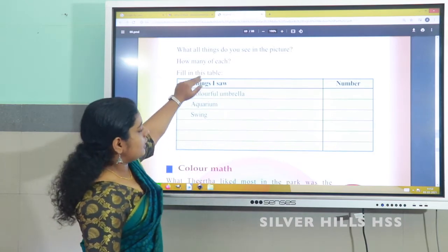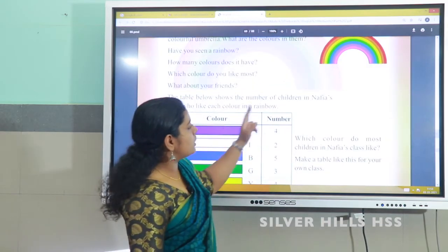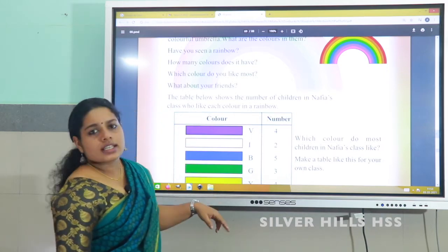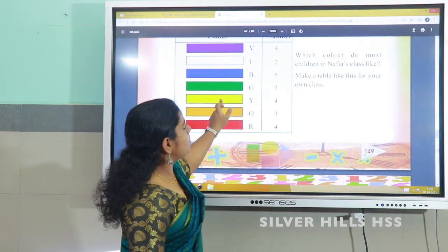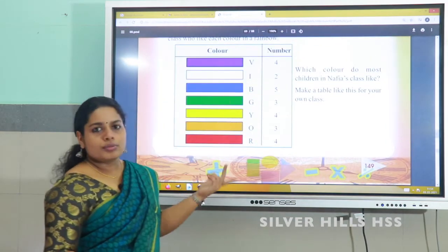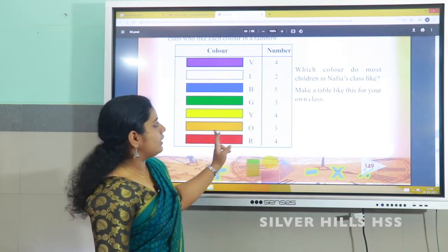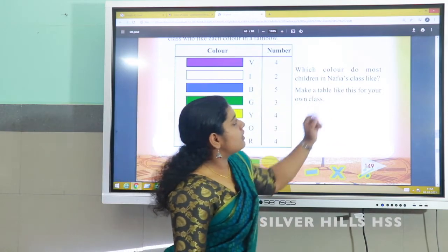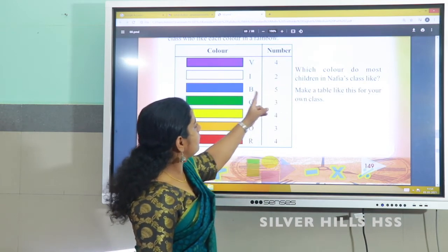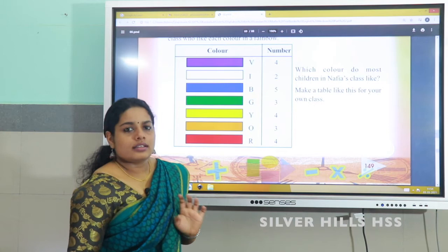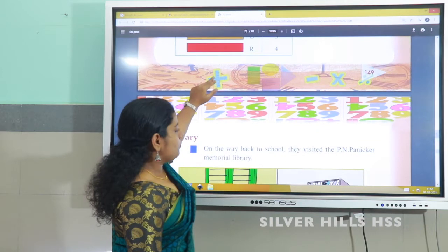Now, another question is there, color math. The table shows the number of children in Afia's class who like each color in the rainbow. So, these are the different colors. We know that the colors of the rainbow are represented as VIBGYOR: violet, indigo, blue, green, yellow, orange and red. These are the number of students who like each color. Which color do most children in Afia's class like? By looking at the number of children itself, we can understand that blue is the most liked color in the class.